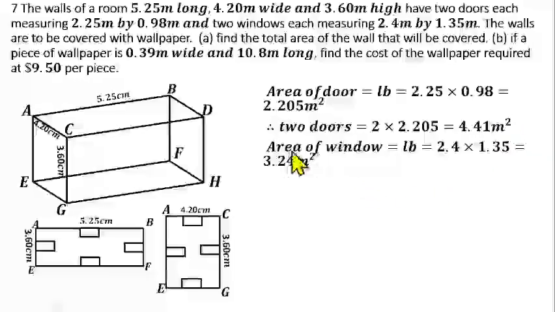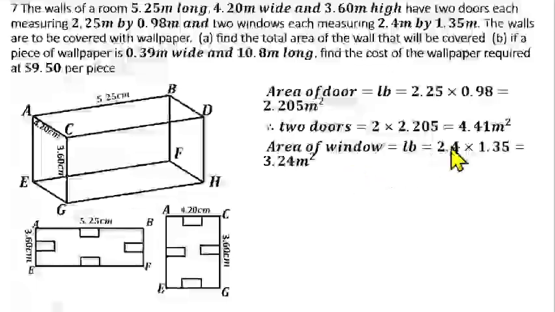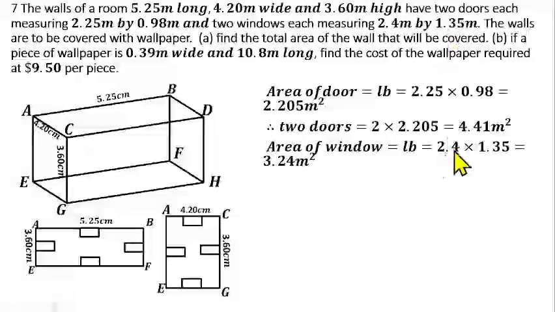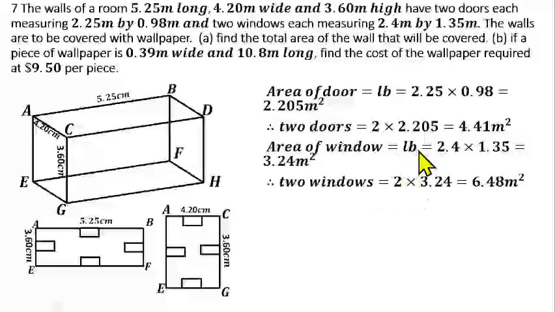Then you can also find the area of one of the windows, which is also rectangular because of the dimensions given. So 2.4 times 1.35 will give us 3.24 square meters. Then to get the area for the 2 windows as well, multiply by 2, and that should give us 6.48 square meters. So we know the areas of the 2 doors and the 2 windows.